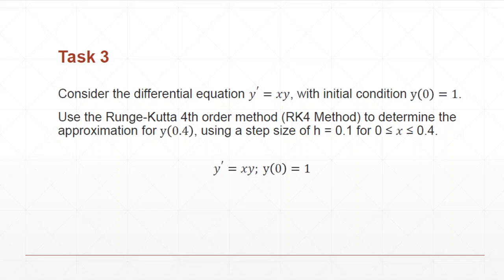This is task 3 of tutorial 12, and we are given a differential equation here: y prime is equal to x times y, with the initial condition y(0) is equal to 1, which means our x0 is 0 and y0 is 1. We have to use the Runge-Kutta fourth order method, RK4, to determine the approximation of y at x is equal to 0.4, and we have to use the step size of 0.1 here and calculate the value of y at 0.4.